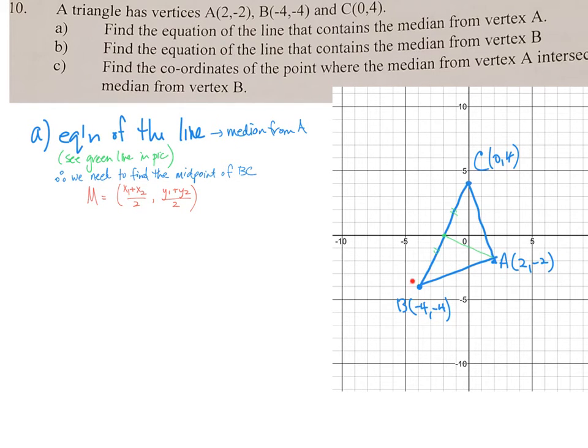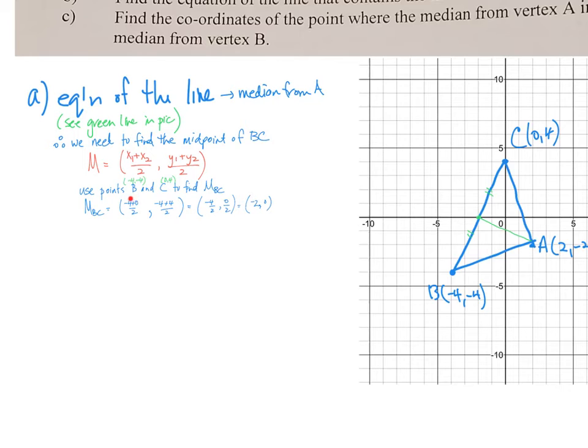Therefore, to cut BC in half, we need to find the midpoint. We'll call it M of BC, and we can use the midpoint formula. M is equal to (x1 plus x2) over 2 and (y1 plus y2) over 2. We're going to use that formula.